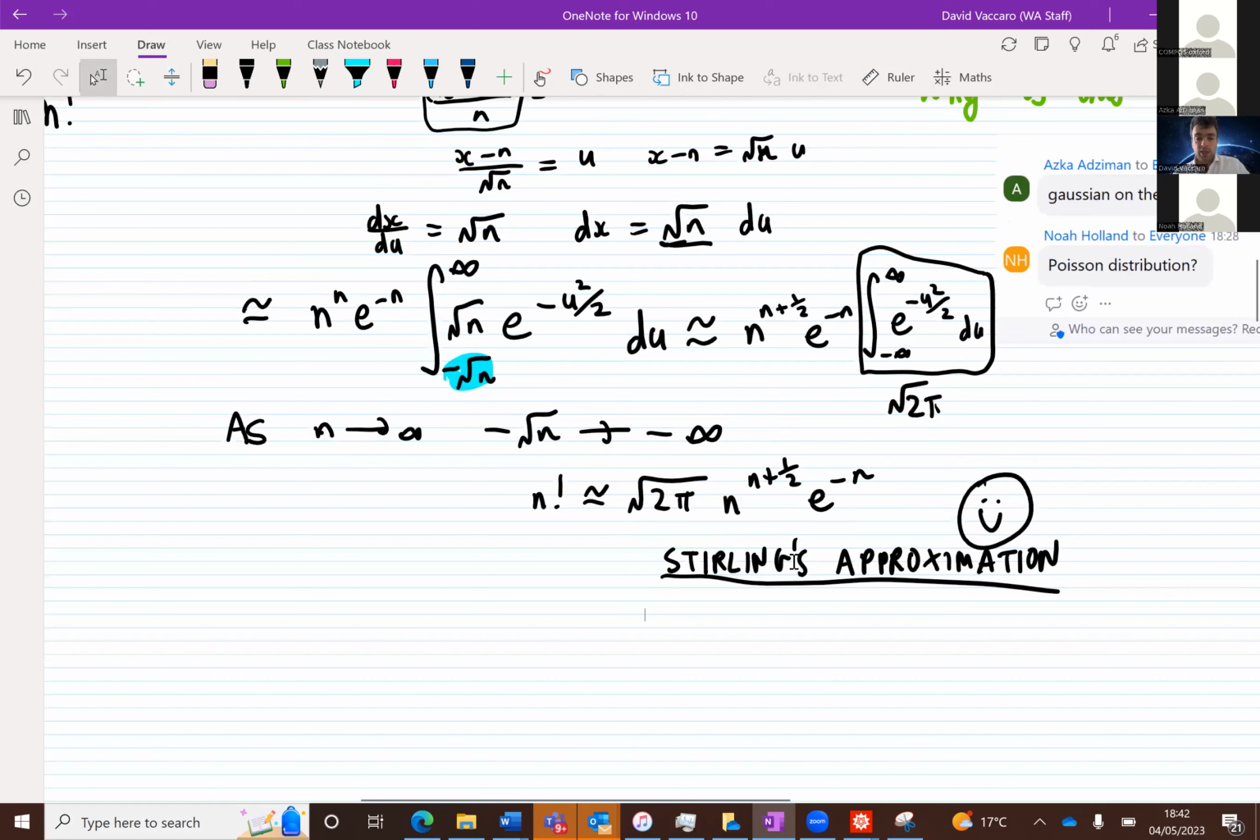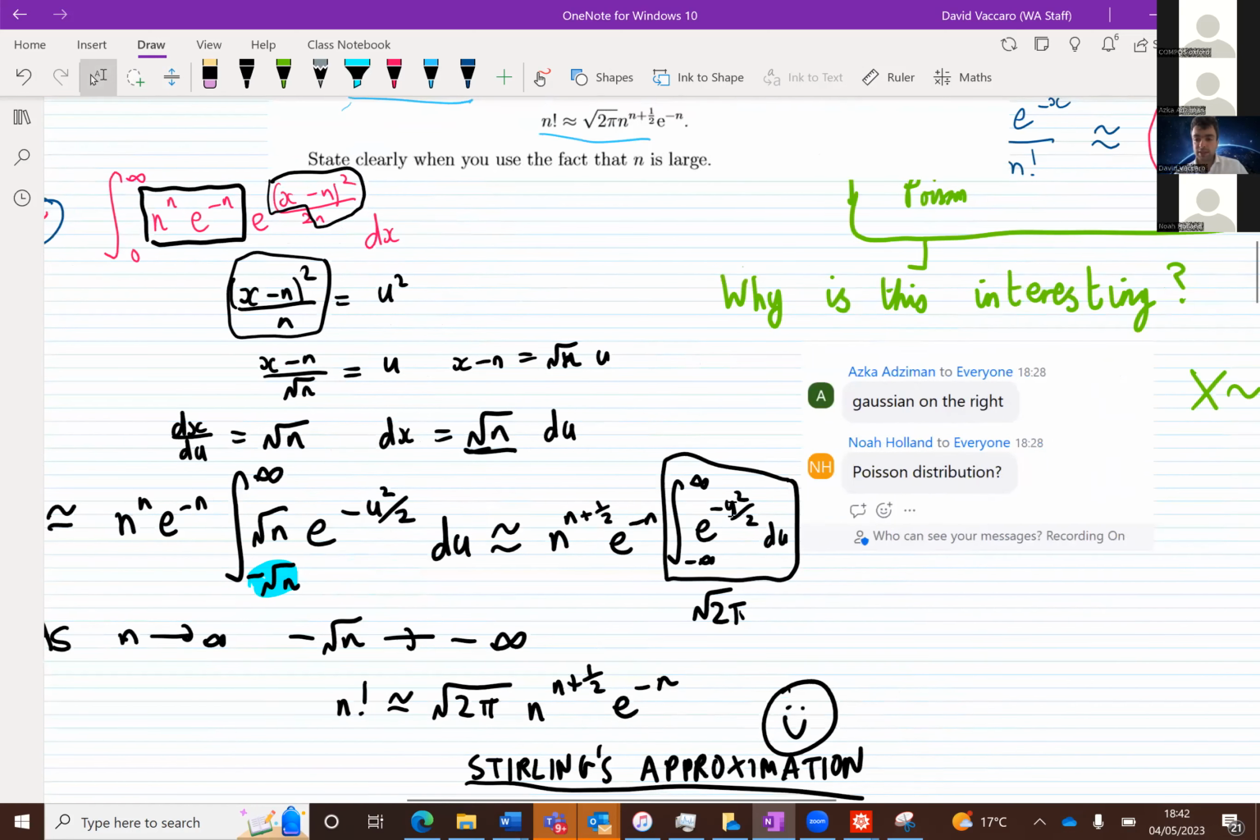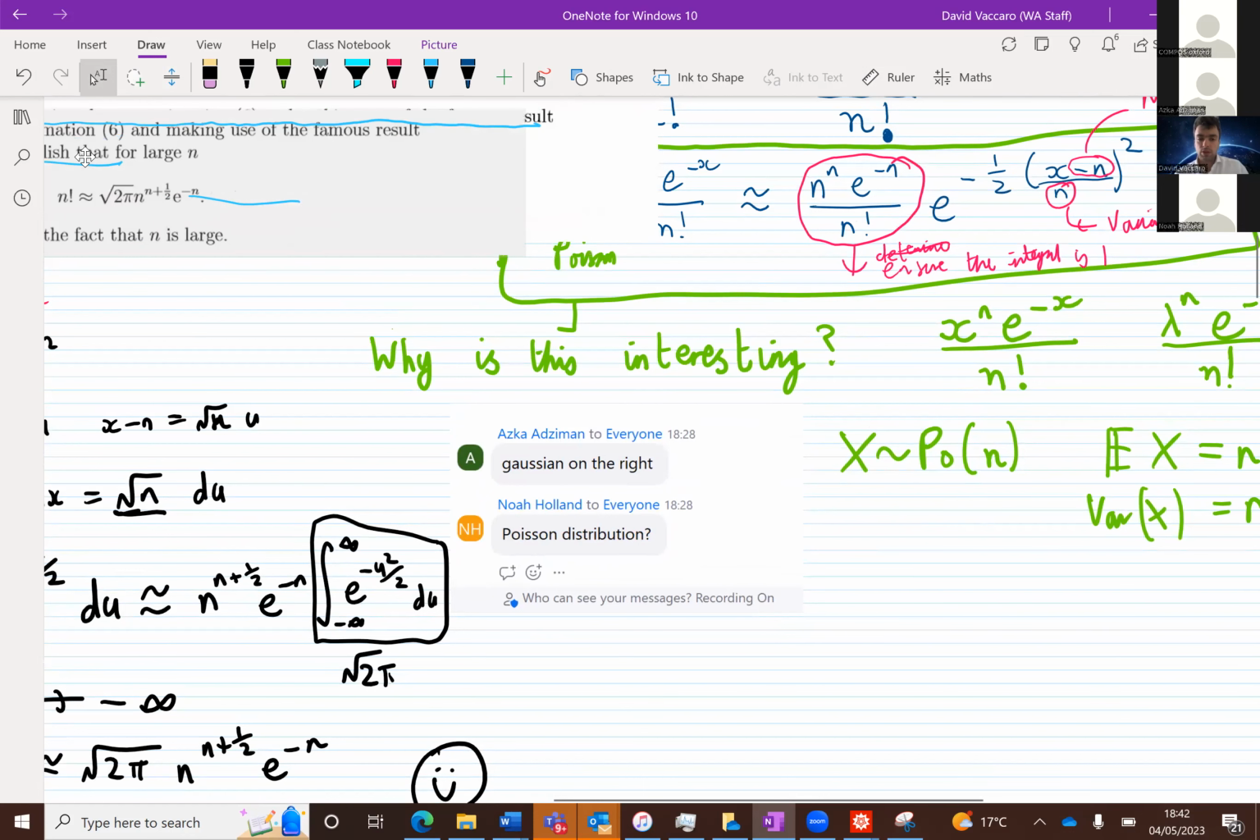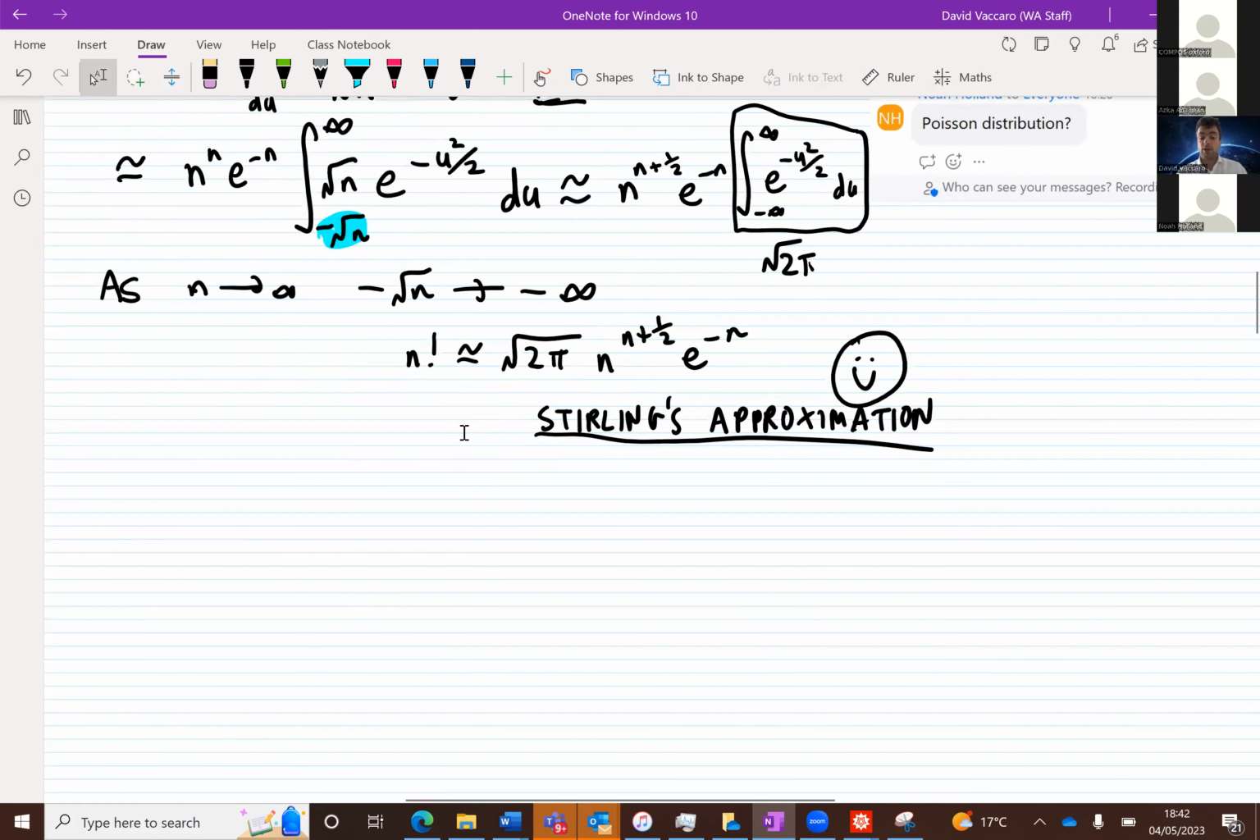Does anyone have any questions about that last part? The main observation is that we know that this thing integrates to 1, so the right-hand side must also integrate to 1, essentially because we're making probability distributions. So yeah, this is Stirling's approximation, and this square root of 2 pi is the best possible constant within Stirling's approximation.